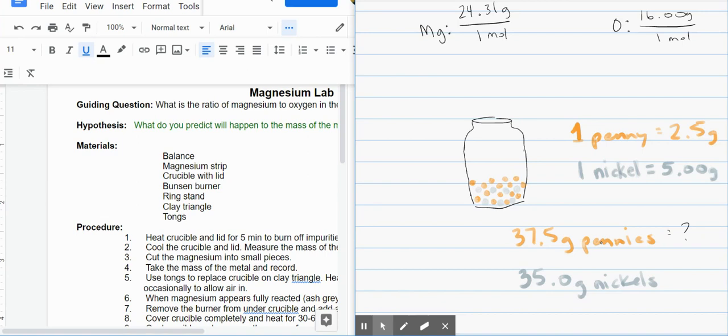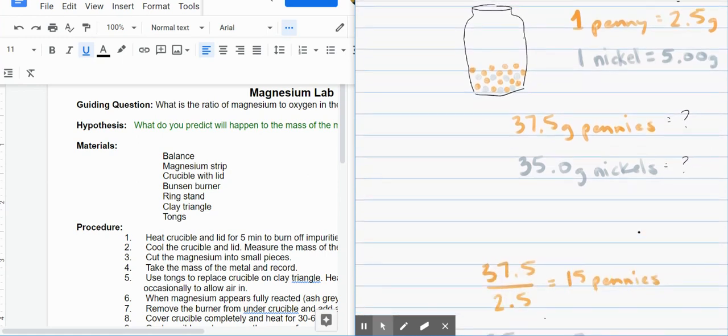This is our molar mass. 1 mole equals a certain number of grams. This is our molar mass, just like we have this conversion factor here between the number of pennies and the mass of those pennies. And we have to figure out how many nickels. So that's some easy division that I did down here.